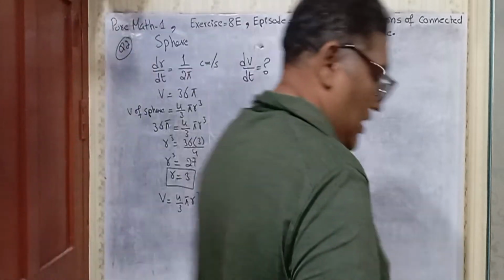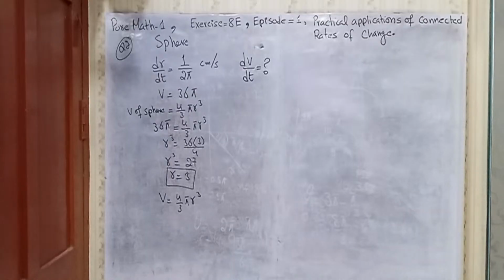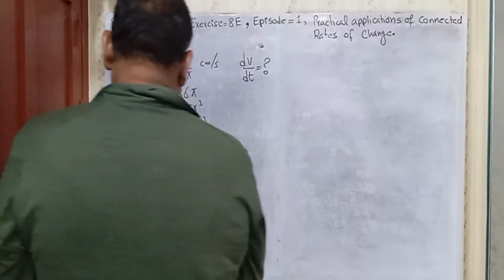Now I will differentiate it. So I now know the value of the radius. Because the volume of the sphere was given, that's 36 pi. From there, I found the value of r. At this value of r, which is 3, we have to find out the rate of change of the volume. So dV/dt is the question. So I will differentiate it.